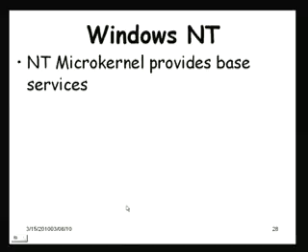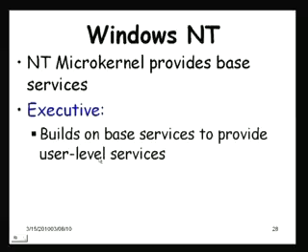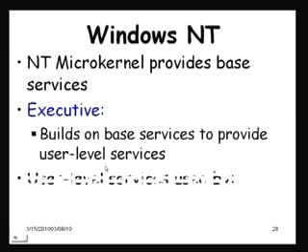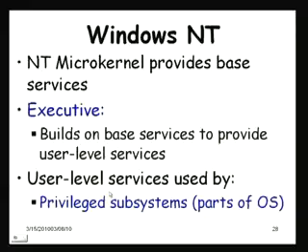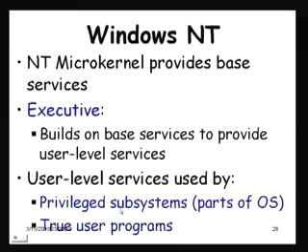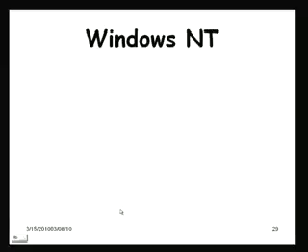So, the microkernel here provides the basic services, and on top of the microkernel we have the executive, which builds on the basic services to provide user level services. These user level services are used both by the privileged subsystem, which is part of the OS, and also by user programs. So, let us look at the structure of Windows NT.